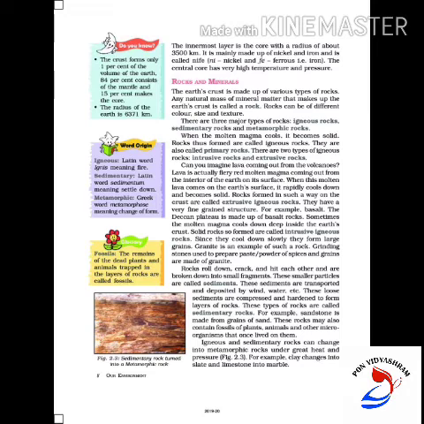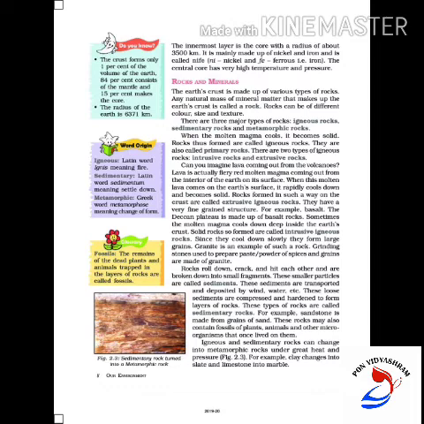Rocks roll down, crack, and hit each other and are broken down into small fragments. These smaller particles are called sediments. These sediments are transported and deposited by wind, water, etc. These loose sediments are compressed and hardened to form layers of rocks. These types of rocks are called sedimentary rocks. For example, sandstone is made from grains of sand. These rocks may also contain fossils of plants, animals, and other microorganisms that once lived on them.